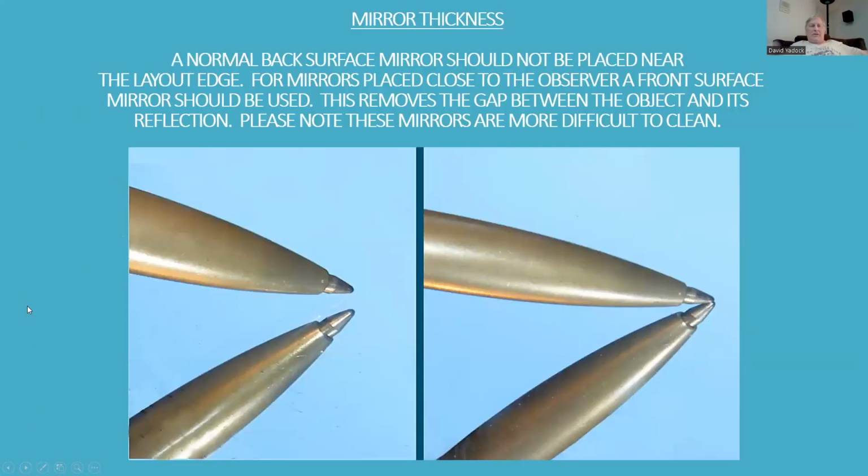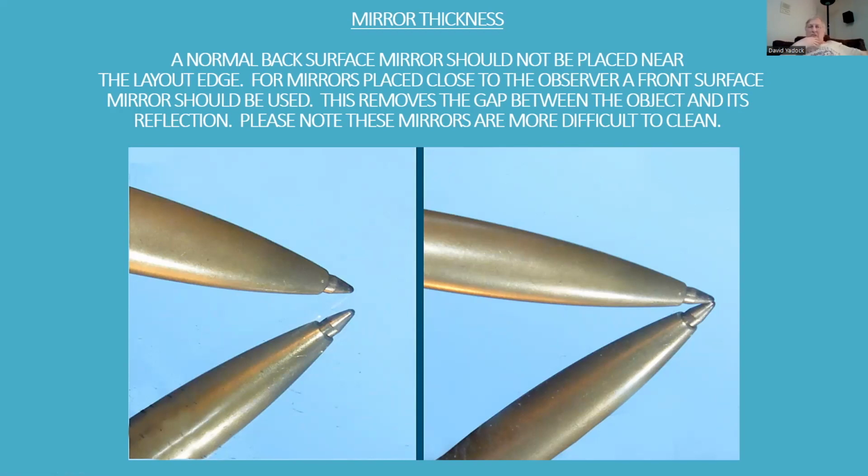Mirror thickness. If you're going to have a mirror that's going to be very close to the front of the layout, located close to the actual viewer, you really don't want to use a back surface mirror. You want to use a front surface. Front surface mirrors are really good for that aspect because they really can't detect the little gap from the glass thickness. Helps a lot hiding that portion of the fake image, I guess you could say.